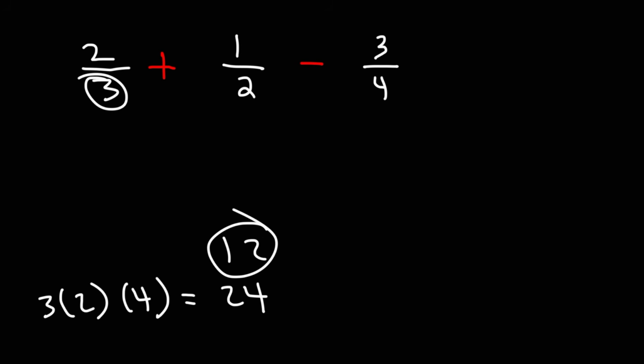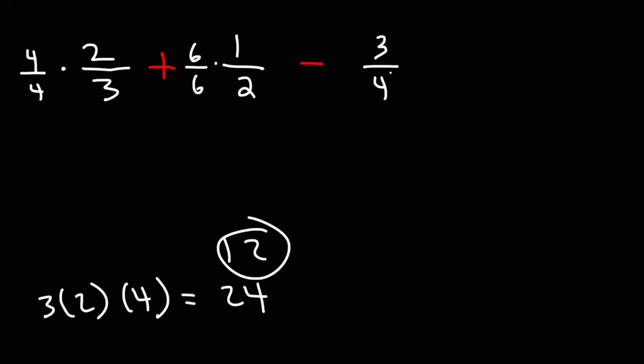12 divided by 3 is 4. So we're going to multiply this fraction by 4 over 4. 12 divided by 2 is 6. So we'll multiply this one by 6 over 6. And 12 divided by 4 is 3. So we'll multiply this one by 3 over 3.